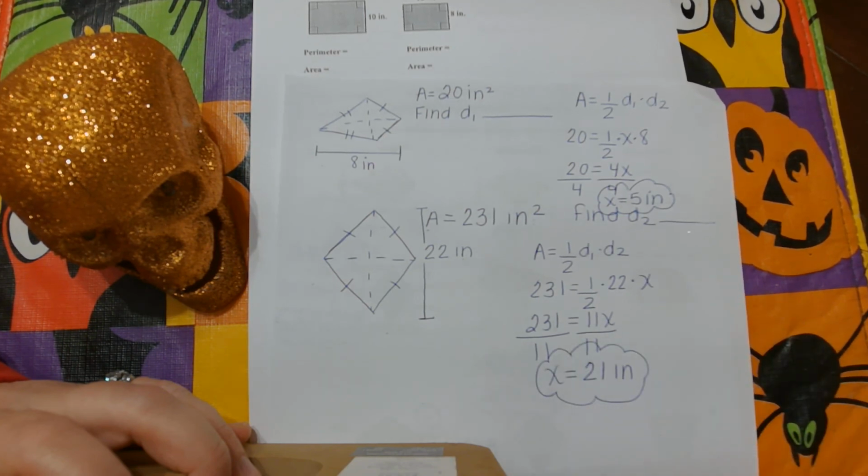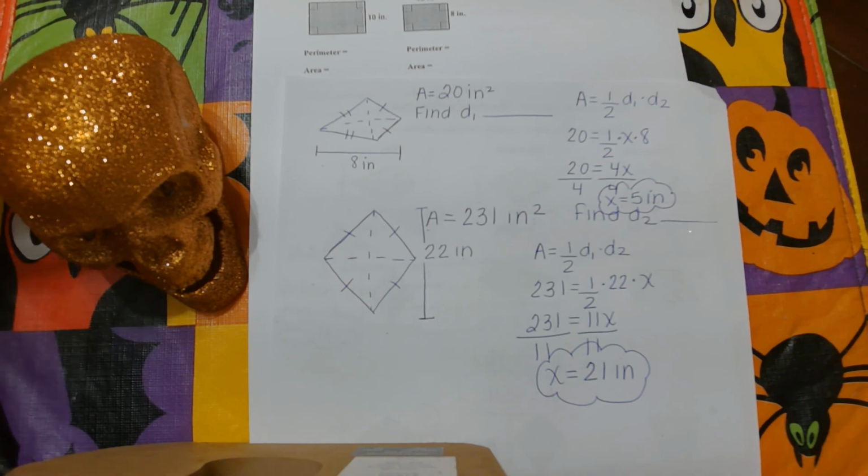And that is all I have for you, working backwards, finding a missing diagonal when you know the area.